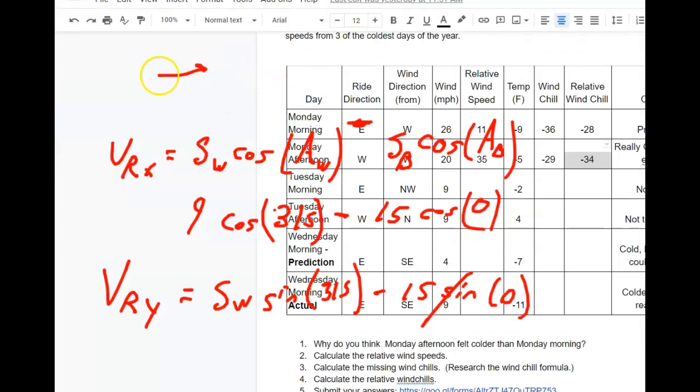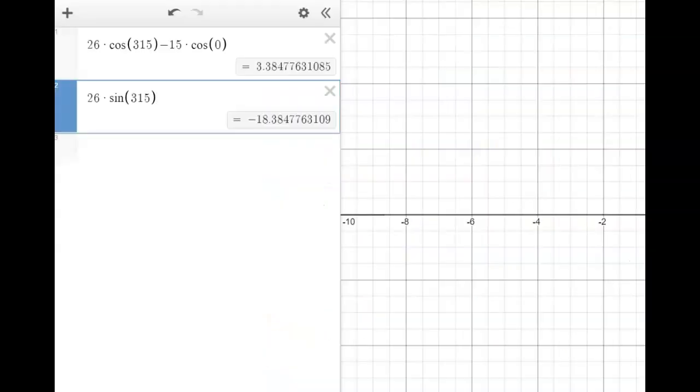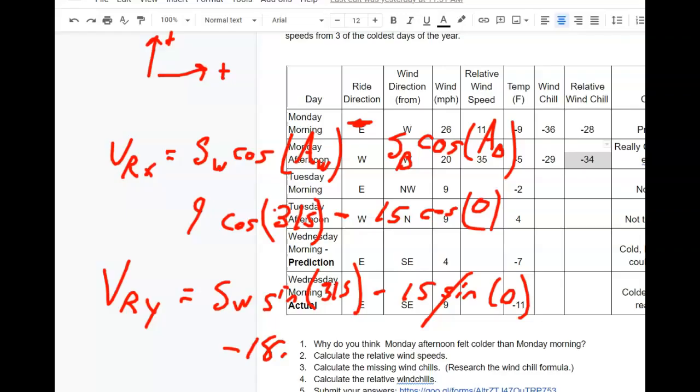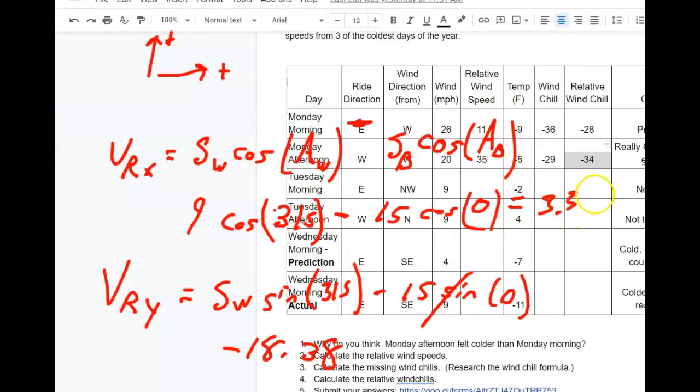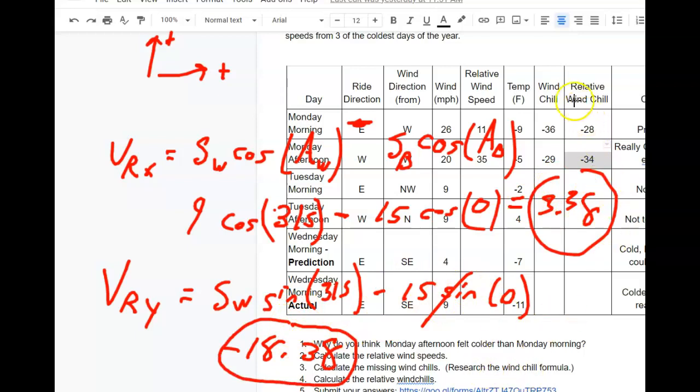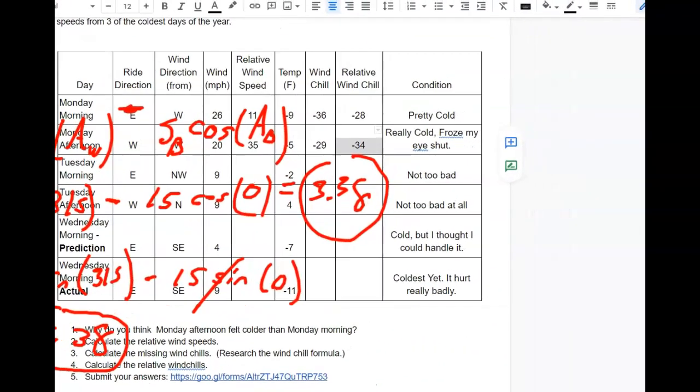And that makes sense for us here too, because if we say to the right is positive, we're also saying up is positive in the vertical. So we get negative 18.38, and this other one here was 3.38. Okay, so now we have the horizontal and the vertical components of our relative wind velocity. Of course, now how do we put that together and find the actual velocity?